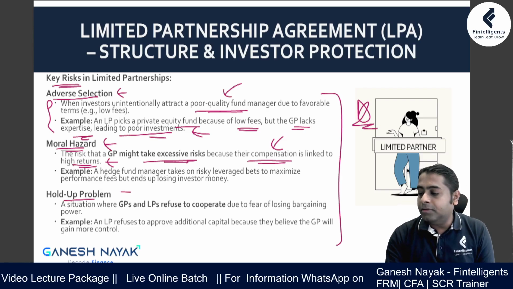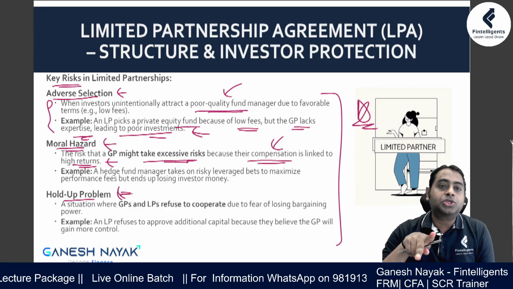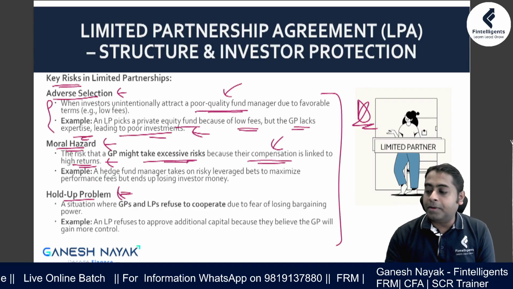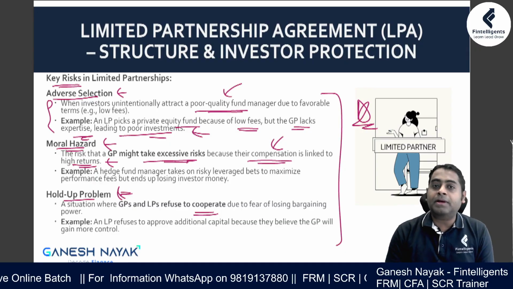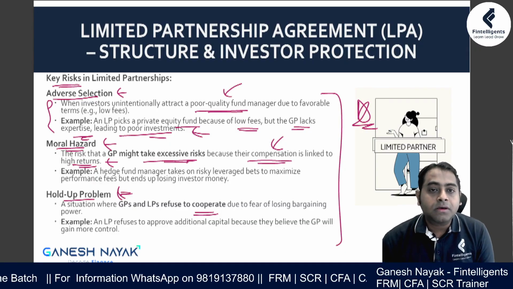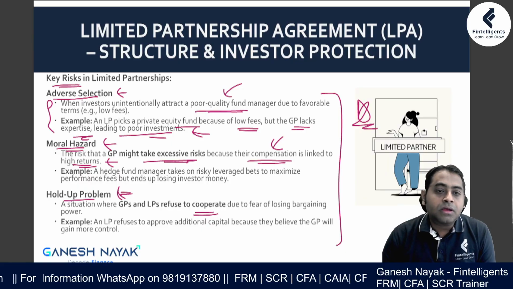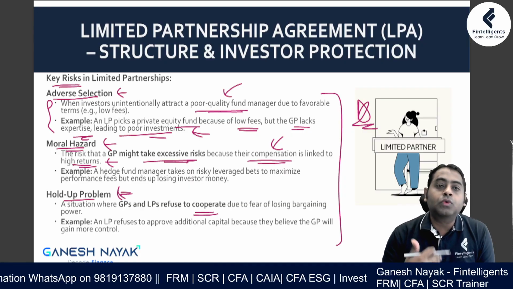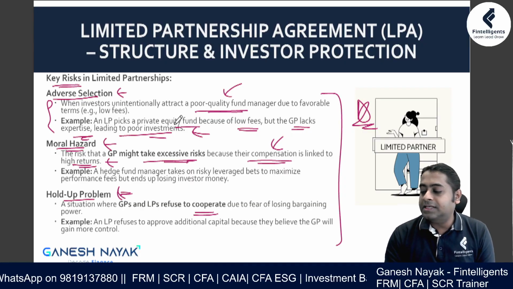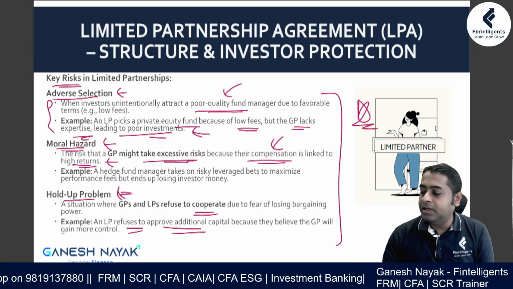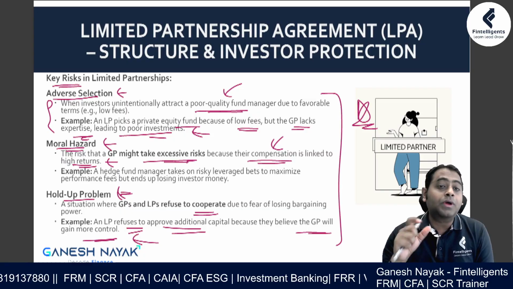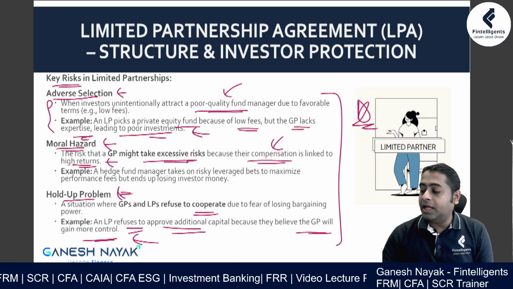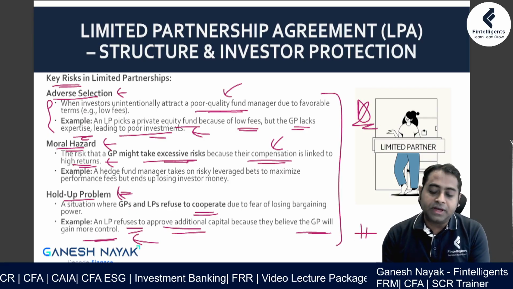Hold up problem. That means there is a mismatch in terms of the agreement between the LP and the GP, and they are not cooperating. For example, the general partner or the fund manager has identified a company to invest in, say Flipkart, but LPs are not releasing money, because of which time is getting delayed and you lose the opportunity to invest. An example: the LP refused to provide additional capital because they believe the GP will gain more control. Over here, that is a trust issue, and because of which you end up facing the hold up problem. This is important, and hence I'm taking a pause over here, asking you guys to read.